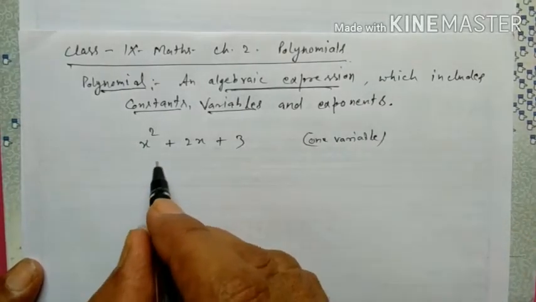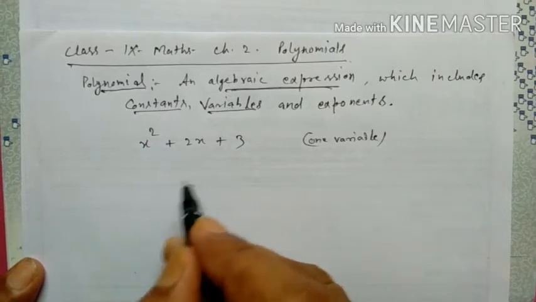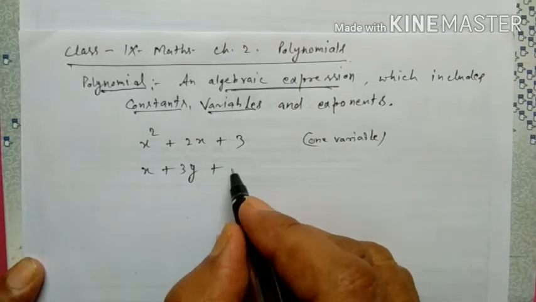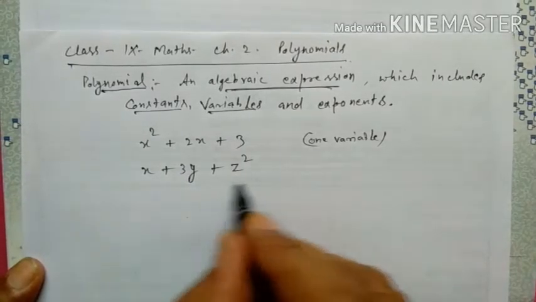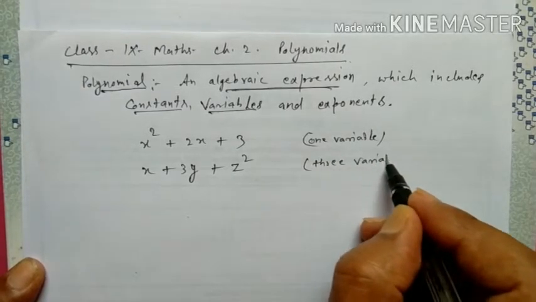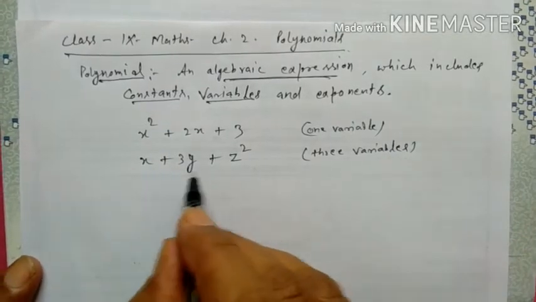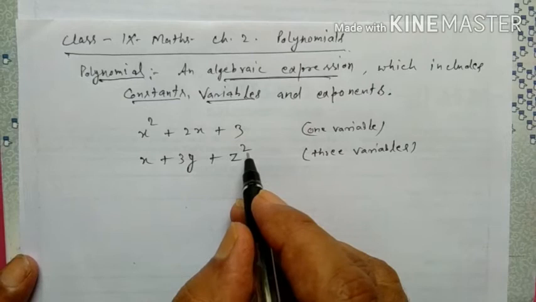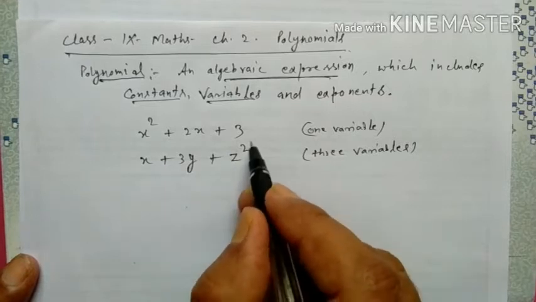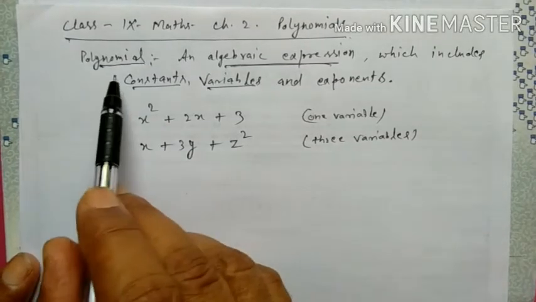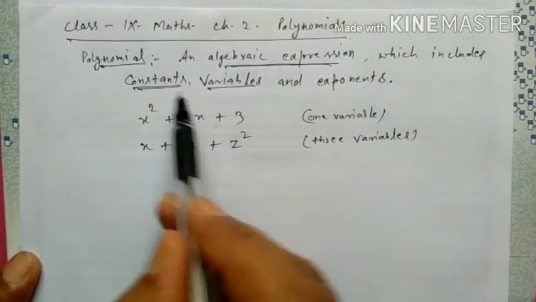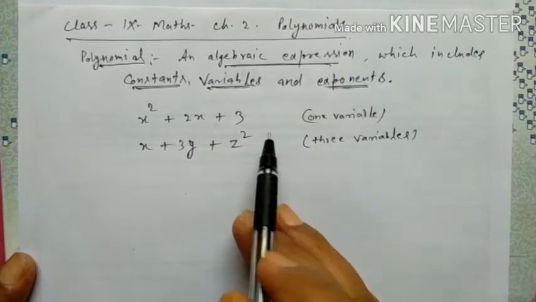Polynomial in one variable. It may be 2 variables, 3 variables, 4 variables, and so on. For example, x plus 3y plus z square. This is a polynomial in 3 variables. Here x, y, z are variables, the exponent of x is 1, the exponent of y is 1, and the exponent of z is 2. A polynomial is an algebraic expression which includes constants, variables and exponents.